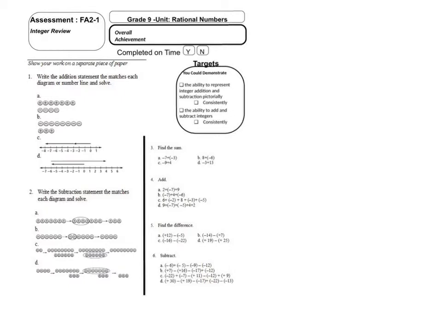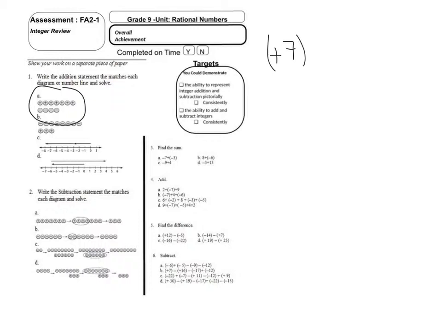In this video, we're going to be talking about FA2-1, which will be our integer review. So in the very first question, it talks about writing an addition statement. An addition statement is anytime you're adding two numbers together. So in this example here, you're going to get positive 1, 2, 3, 4, 5, 6, 7. So positive 7. I prefer using brackets. You don't need to, but I prefer.